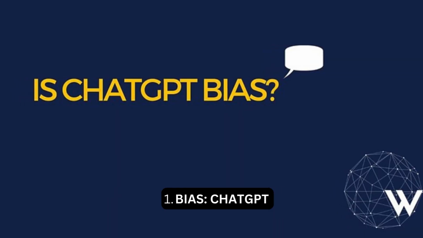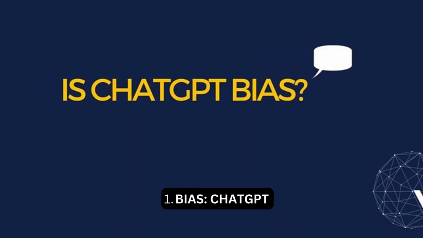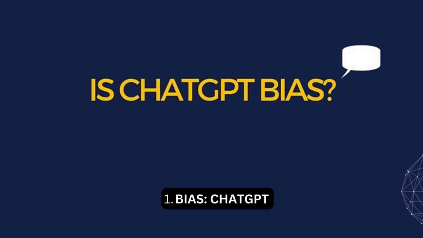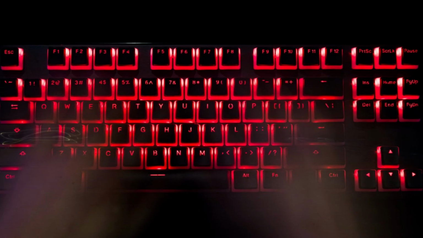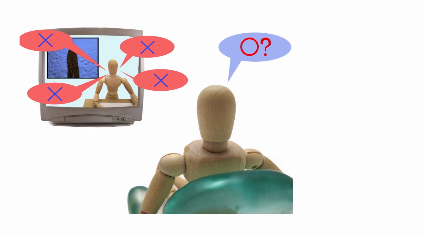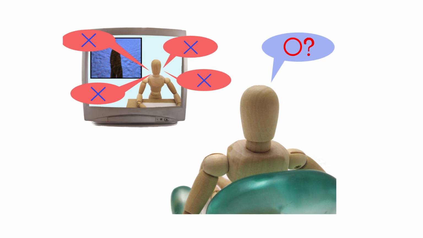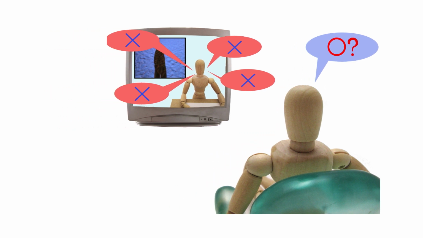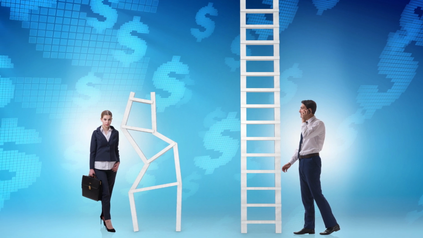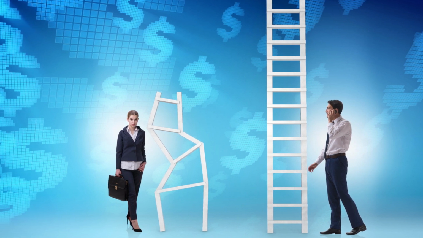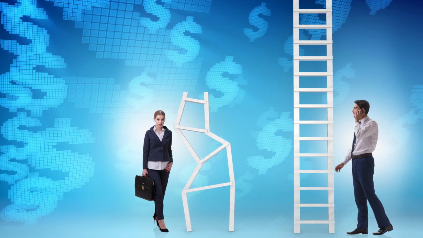1. Bias. ChatGPT has been trained on a large corpus of text data, which can contain biases and inaccuracies. As a result, the generated responses may also be biased and contain inaccuracies. This can be particularly problematic in sensitive areas such as politics, race, and gender.